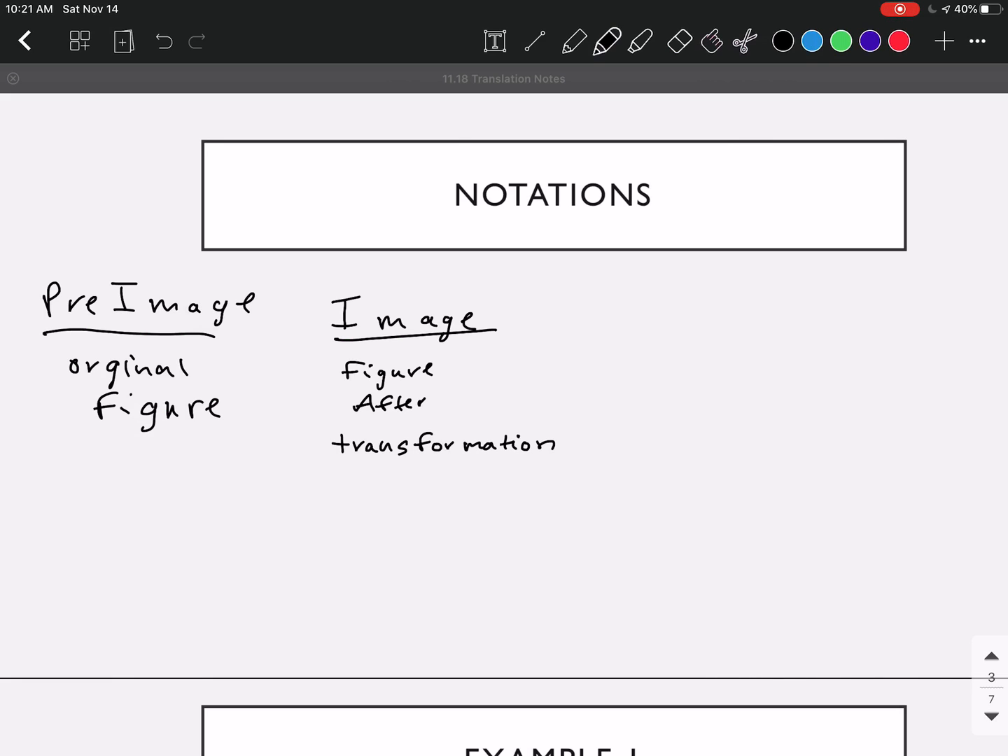Anytime we're dealing with a pre-image, it could be, for instance, A. Once we have the image, it will have A with an apostrophe or a little one, and that little one is known as prime. So this will be A prime. It could also have two, meaning there were two different transformations applied, and that would be A double prime.